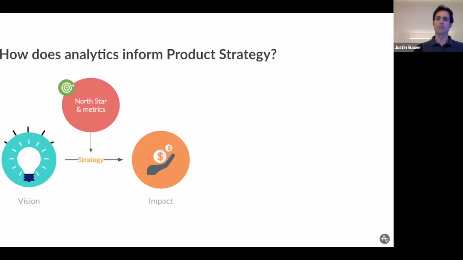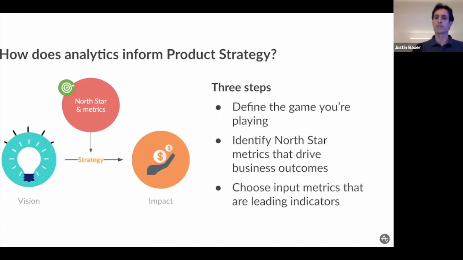And we have found, having worked with hundreds of different product-led companies, that there are three things you need to do to really set a compelling North Star to drive your product strategy. The first is you want to define the game that you're playing. Next, you then want to identify a North Star that drives the business outcomes that matter for you. And then finally, choose the input metrics that are ultimately leading indicators of that North Star.